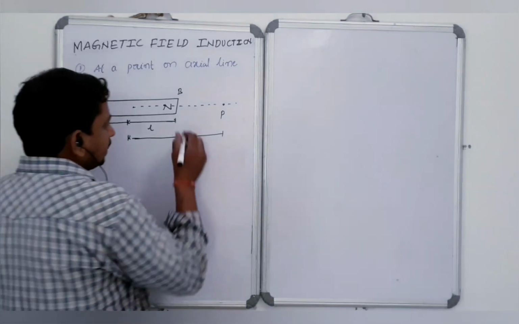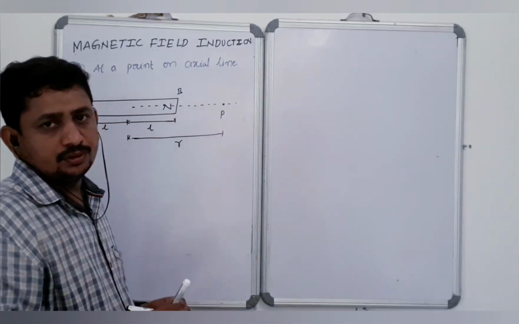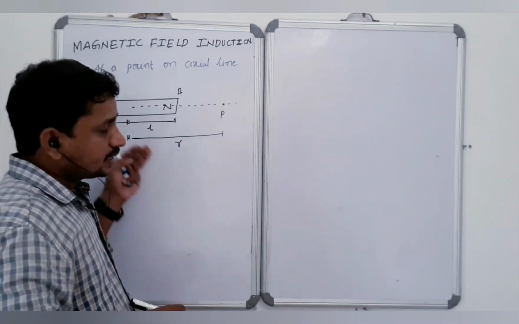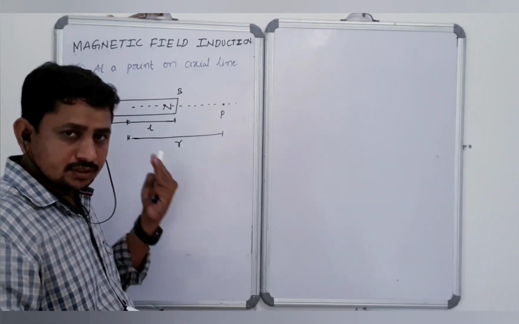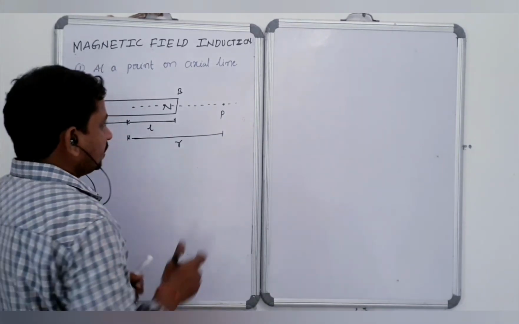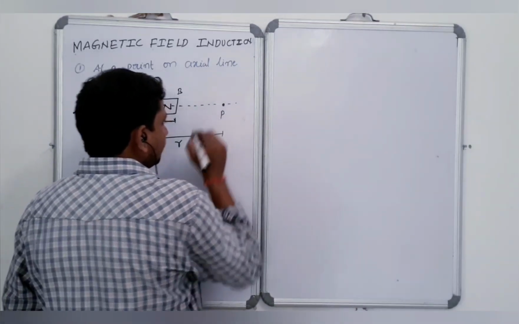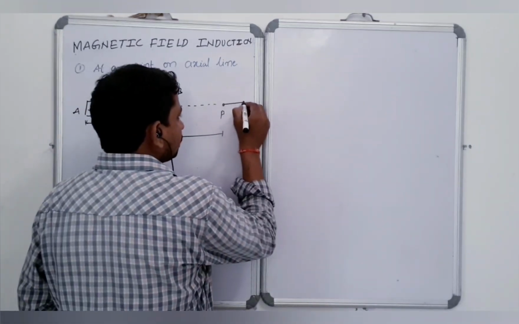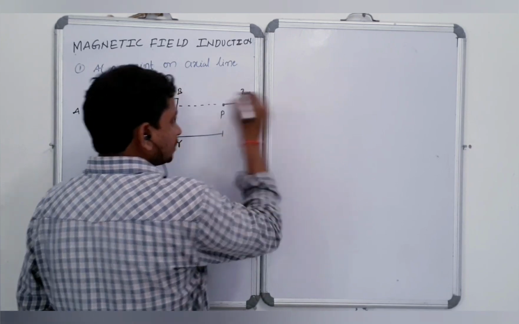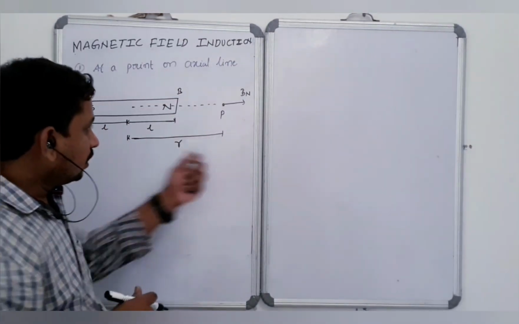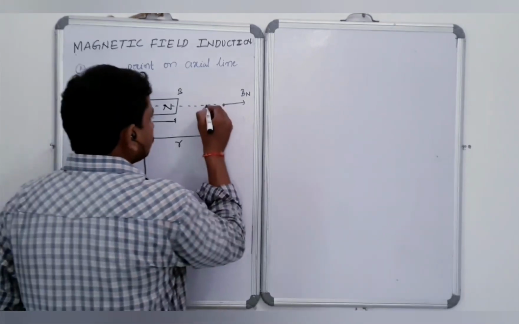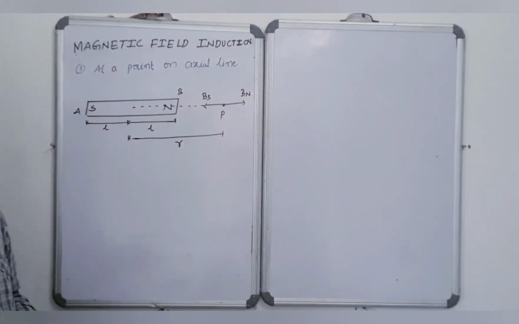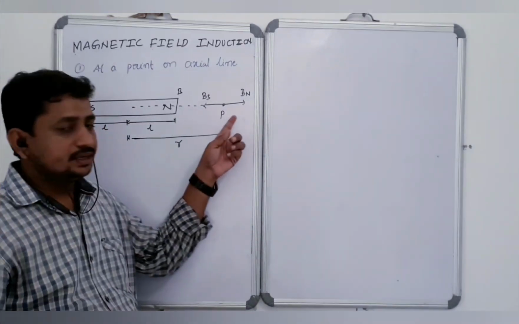Now we know that the direction of the magnetic field due to a north pole is always away from the north pole, and the direction of the magnetic field due to the south pole is always towards the south pole. So when we observe the magnetic field at point P, due to the north pole the magnetic field is Bn, which is in this direction. The magnetic field induction due to the south pole is, suppose, Bs, and Bs is in this direction.